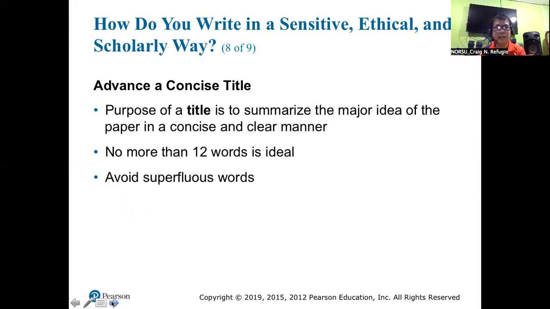Advance a concise title. The purpose of a title is to summarize the major idea of the paper in a concise and clear manner. No more than 12 words is ideal, but it would depend on the university, it would depend on the college, and that differs across universities, across colleges.